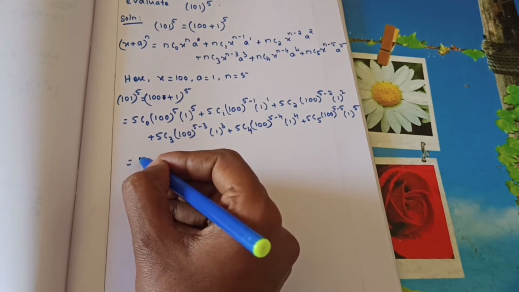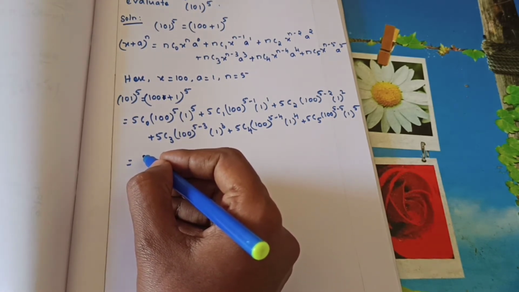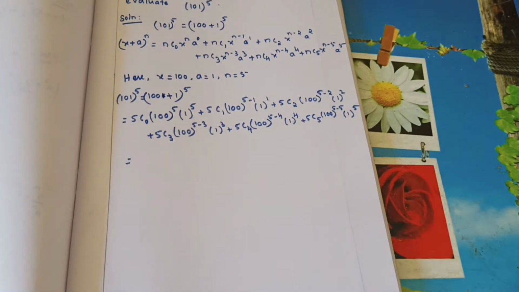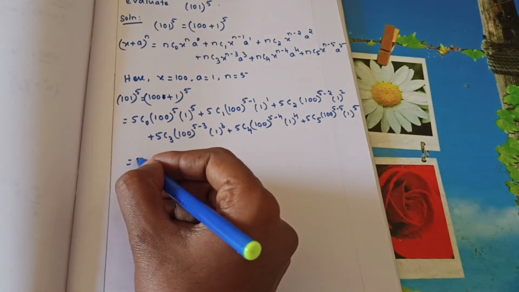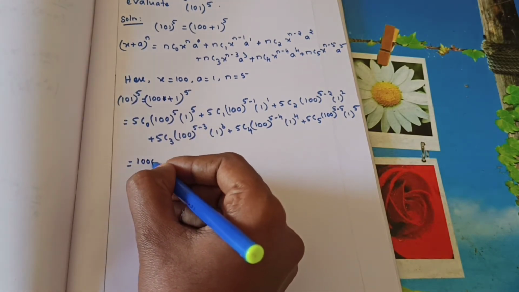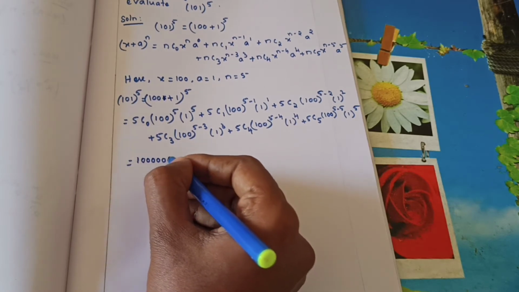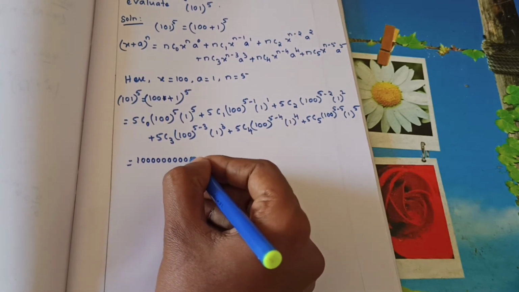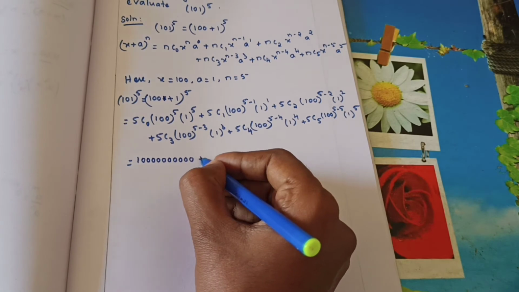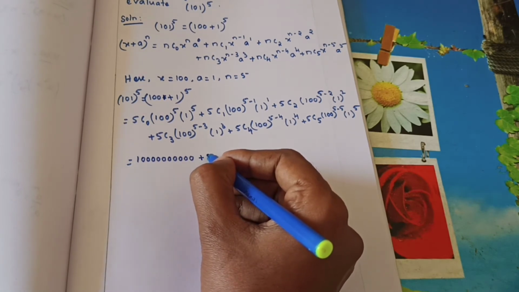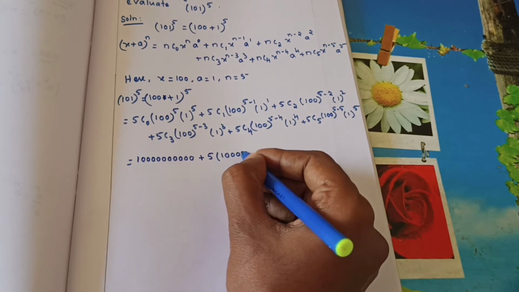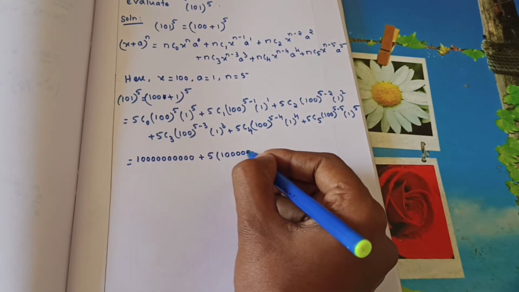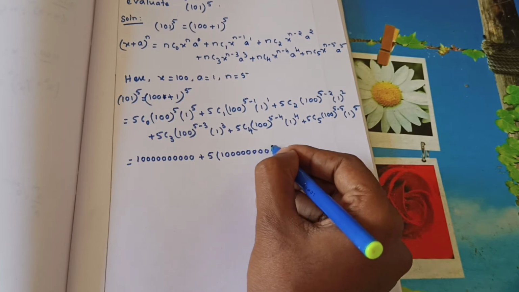5C0, the value is 1. Okay, so 100 to the power 5 means how many zeros will come? Carefully write it. 100 to the power 5 means 10 zeros: 1 2 3 4 5 6 7 8 9 10. Then 1 to the power 5, that's all. Then 5C1, the value is 5, is it right? So 5 into 100 to the power 4 means 8 zeros: 1 2 3 4 5 6 7 8.